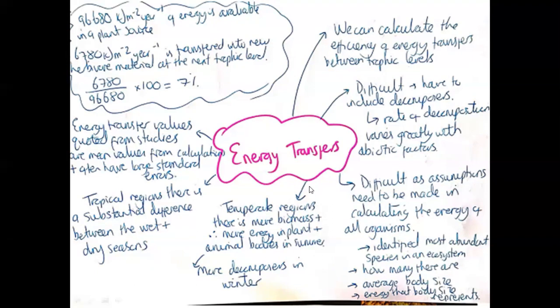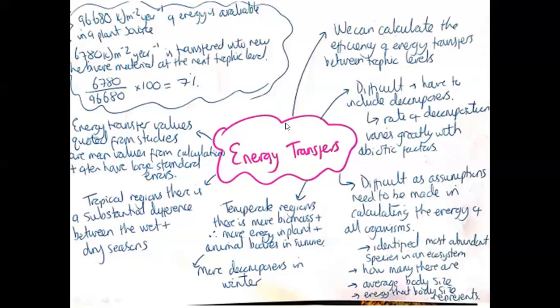And similarly, not just in temperate regions, in tropical regions, there's a substantial difference between the wet and the dry season. So again, you've got completely different abiotic factors. And so that's going to affect your biomasses, and therefore it's going to affect your energy transfers and your energy efficiencies.